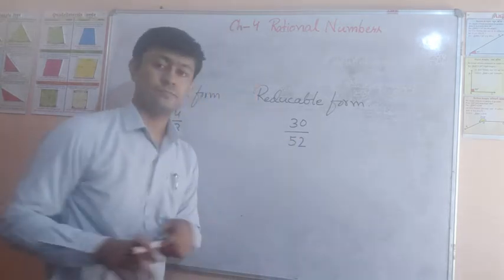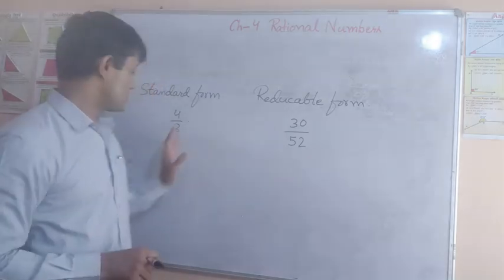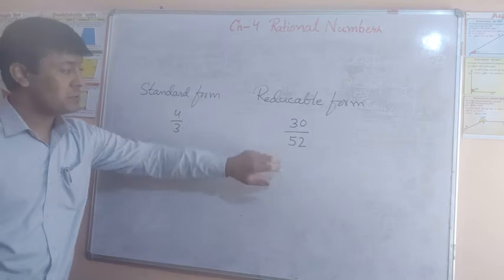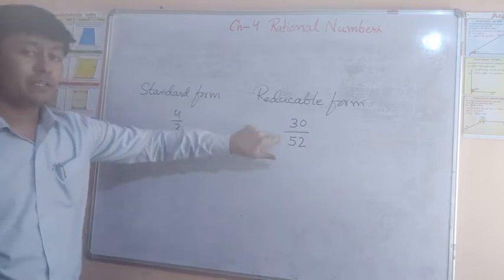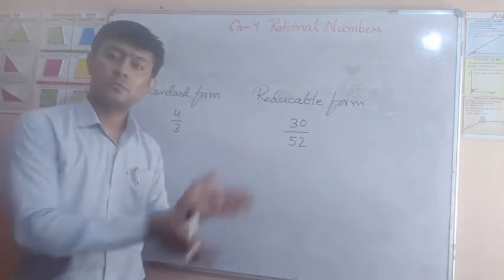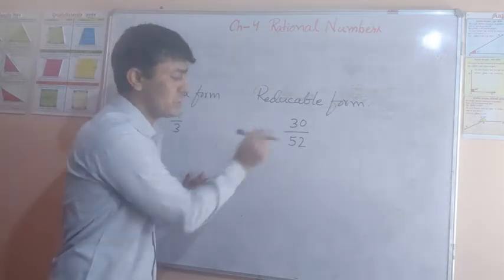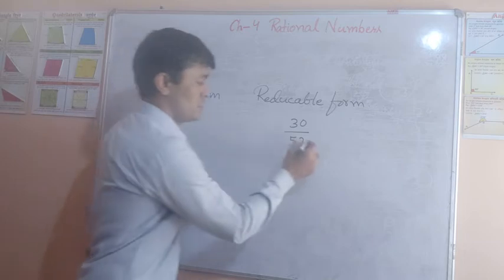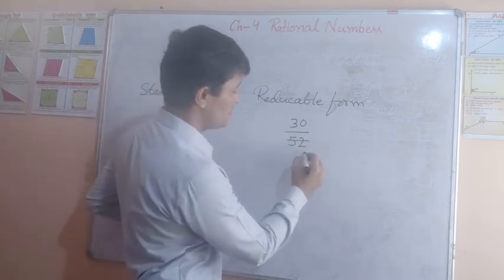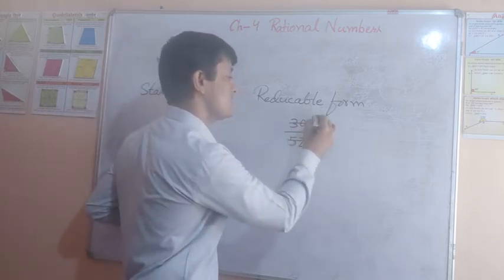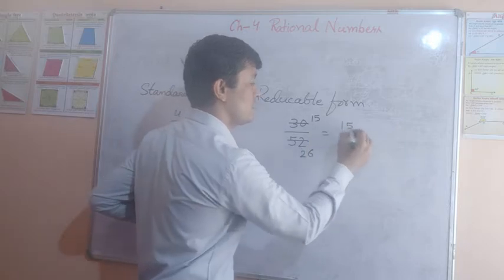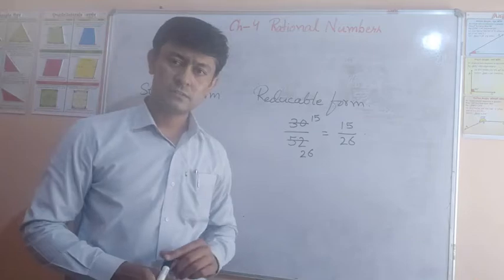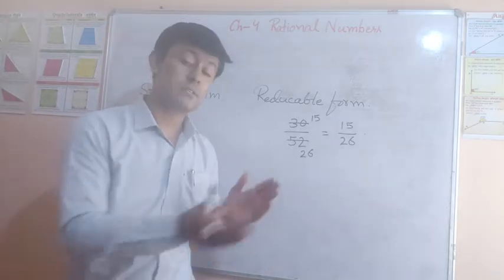30/52, right? So why I am saying this as the reducible form? Because see, the numerator and denominator both can be cancelled out by using the same table. See here, 30 and 52, they can be cut by using the same table of 2. So here 2, 52, it is 26, it is 15. So this will become 15/26. Now 15 and 26, can they be cut further? Can they be cancelled out by using the same table?